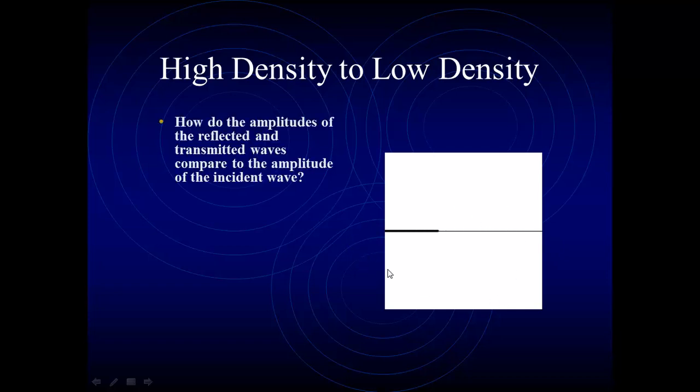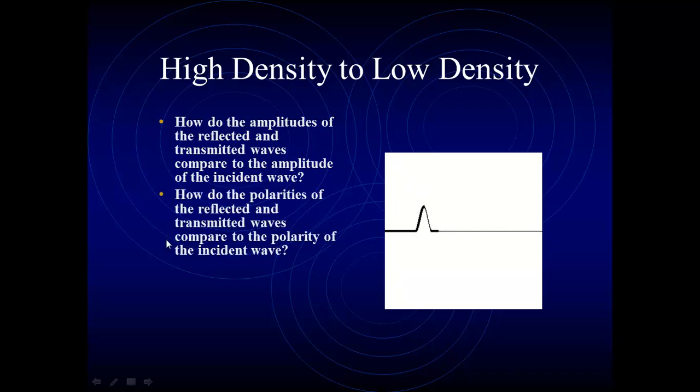Okay, let's look at the amplitudes first. So how did the amplitudes of the reflected and transmitted waves compare to the amplitude of the incident wave? Okay, so here's our incident wave. Notice how the transmitted wave has a much higher amplitude than our incident wave. If we look at the reflected wave, the amplitude is smaller. The amplitude gets bigger in our transmitted wave because it's easier for those particles to move. So the same amount of energy is able to displace those particles from their equilibrium position quite a bit more.